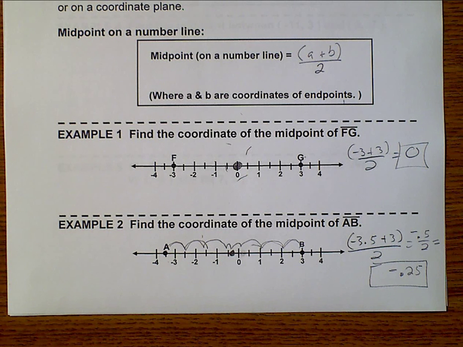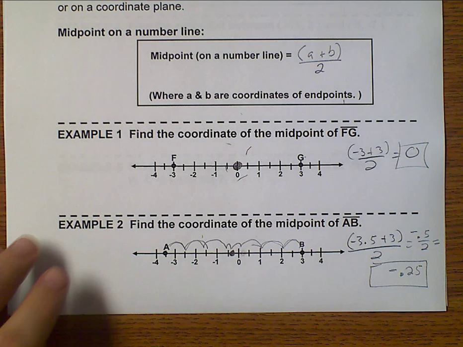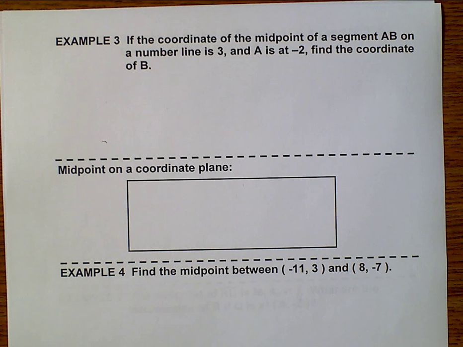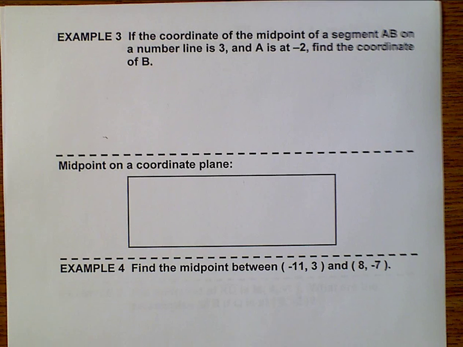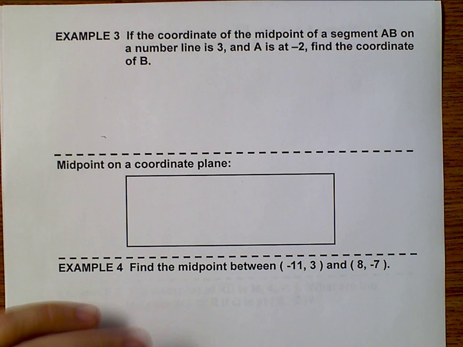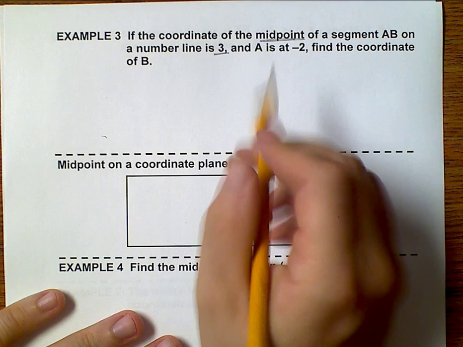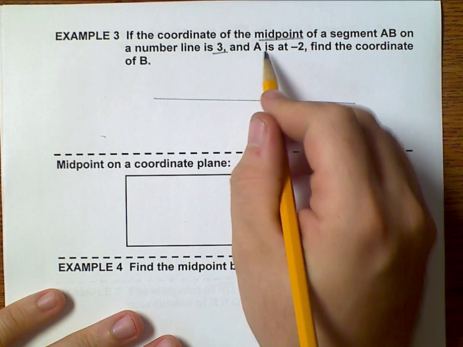So, very simple. Always double check to make sure you didn't mess up on the negative sign like I started to. But let's go ahead and talk about two-dimensional midpoints. We have one more example here. In this one, they're giving us the midpoint. The midpoint is at 3, and A is at negative 2. We want to find B.